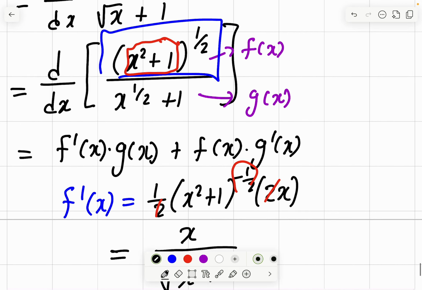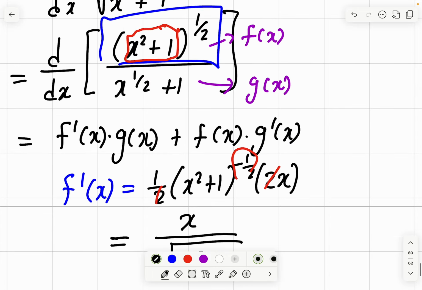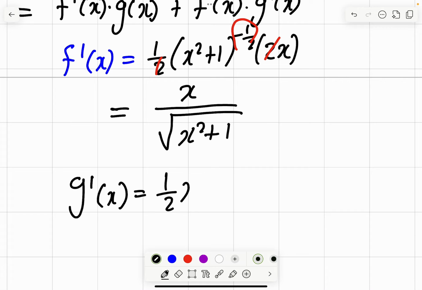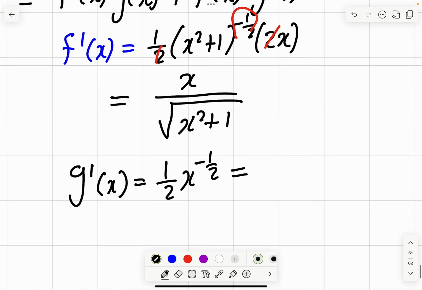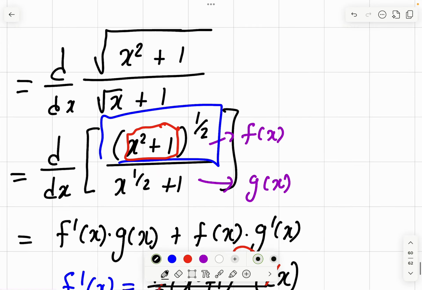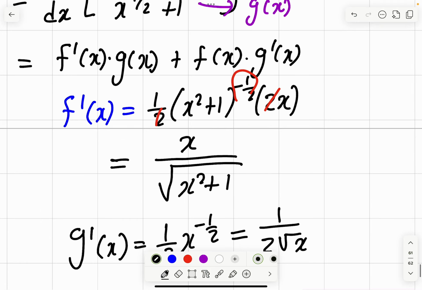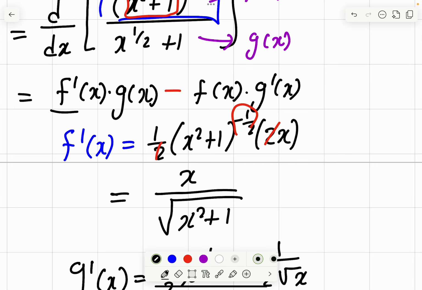Let me find g prime of x. G prime of x is going to be 1 over 2 x to the negative 1 over 2. I'm going to simplify that, it's going to be 1 over 2 root x. Now I'm putting those things back together. It's quotient rule, so there is going to be a negative here. Why do I keep making mistakes? It's going to be negative, and it's all divided by g of x squared.